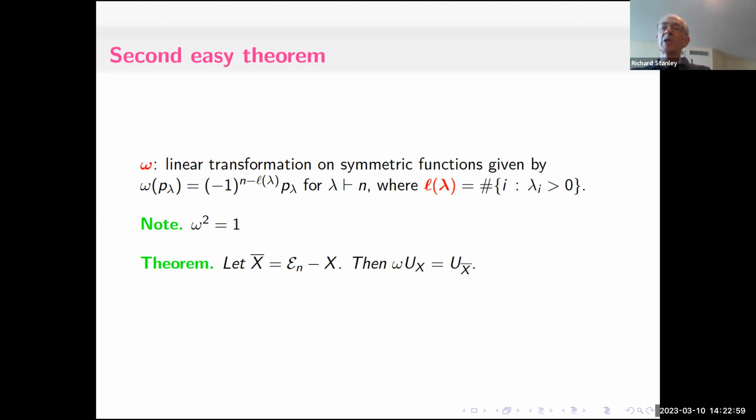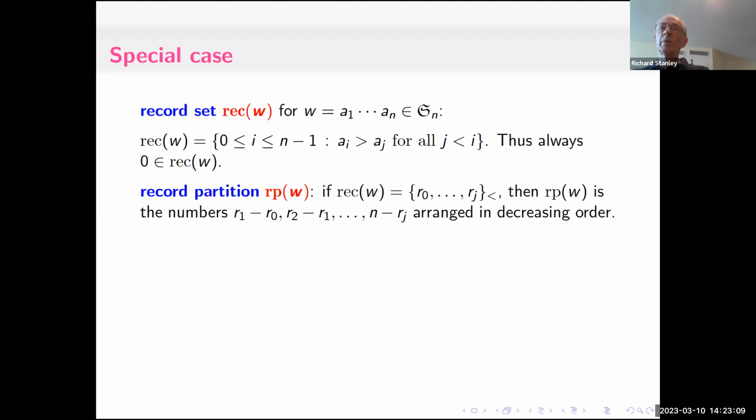So if we know the power sum expansion of UX, we just change some signs and we get the power sum expansion of UX bar. Okay, so now let's look at a special case where we can say quite a bit more about the power sum symmetric function. If we have a permutation w, I'm going to define the record set.